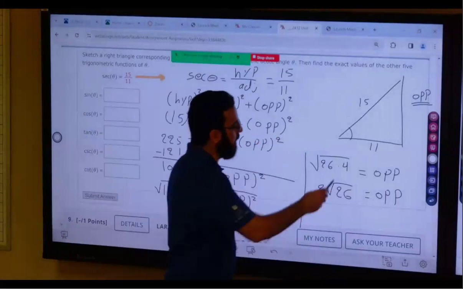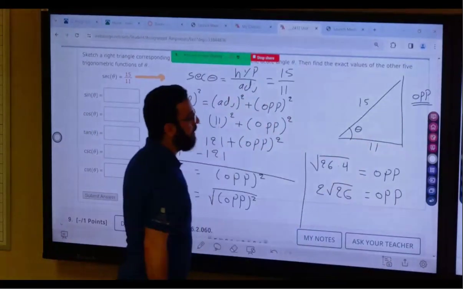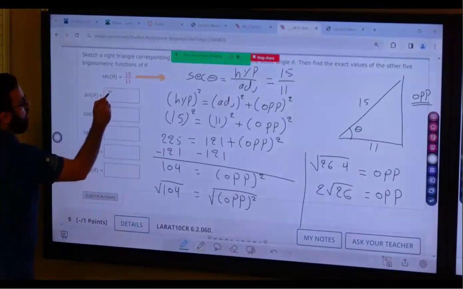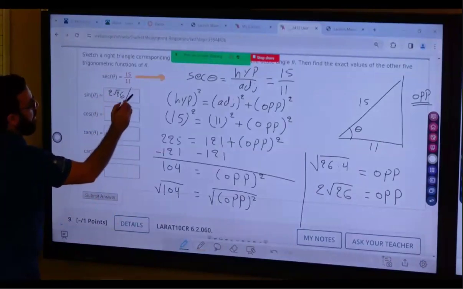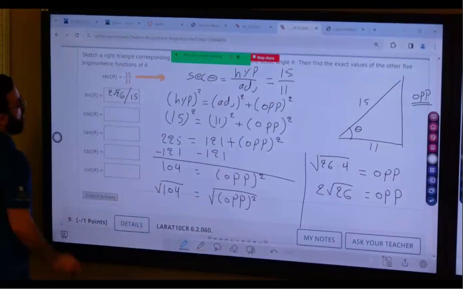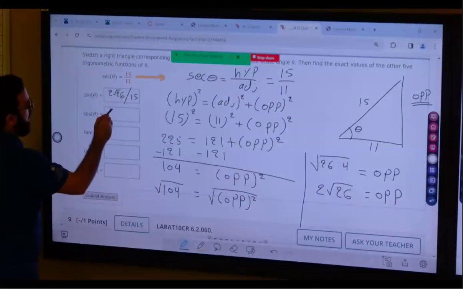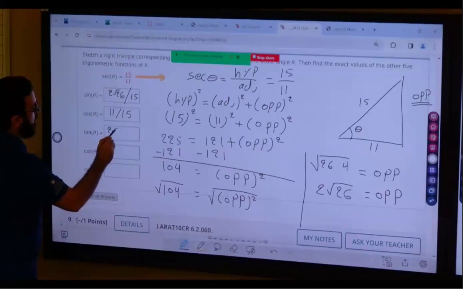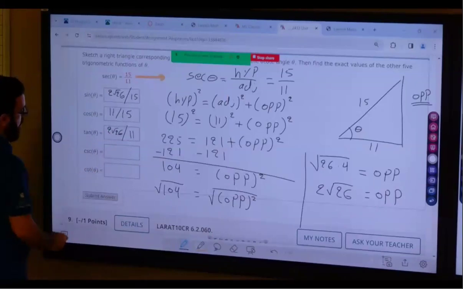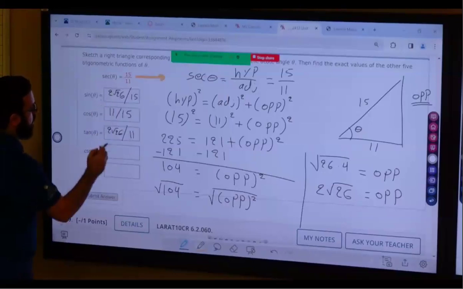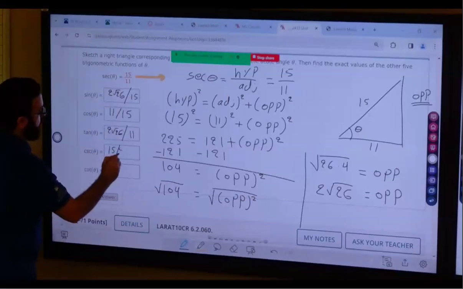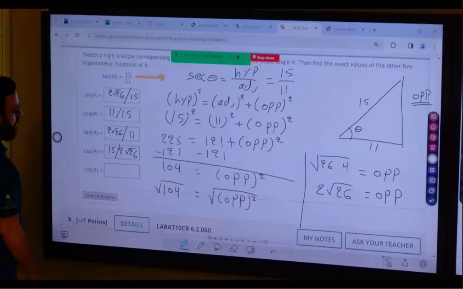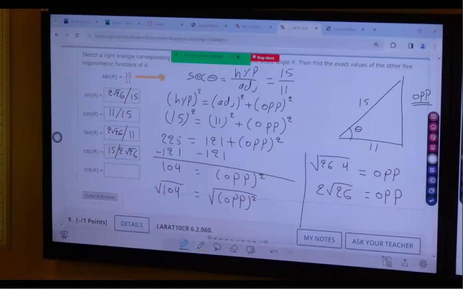The sine is what? There is the theta. It's going to be the opposite, which is square root of 26 divided by 15. Cosine, 11 over 15. Tangent would be 2 square root of 26 over 11. Cosecant, the opposite of 15 over 2 square root of 26, should be 15 square root of 26 over 52?